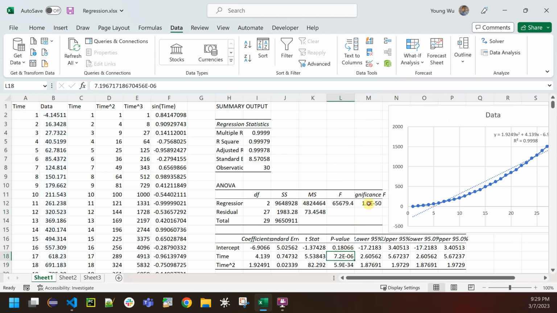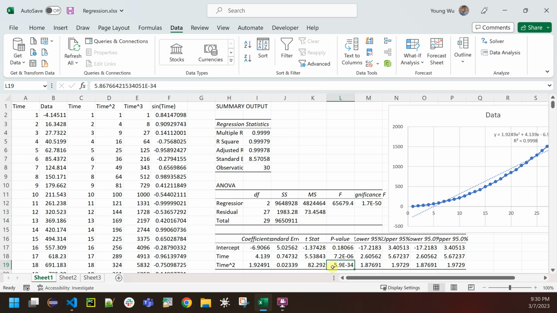So we'll first look at the p-values. The first value to look at is the F value. The F value basically says whether there's no trend or there's some trend. This number is 1.7 times 10 to the power negative 50. So it's 0.000, 50 zeros and 1 7. So it's very, very unlikely that there is no trend. So there is a trend.